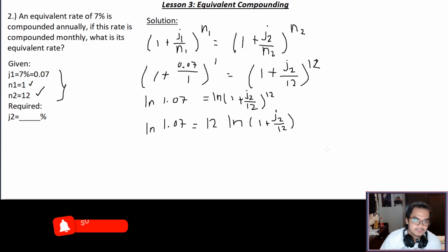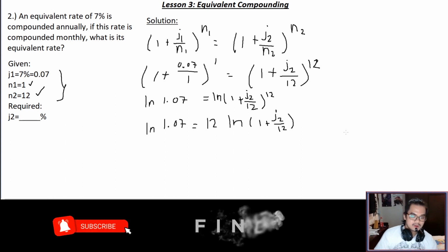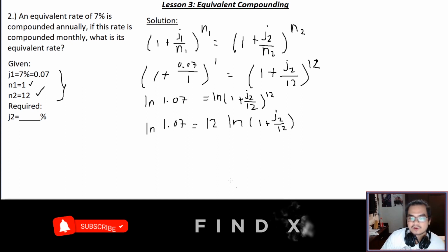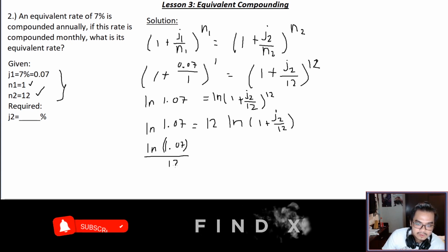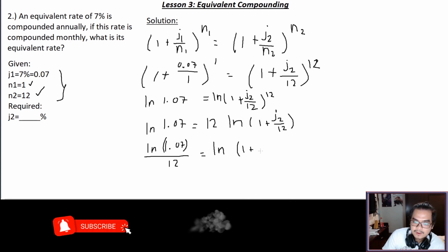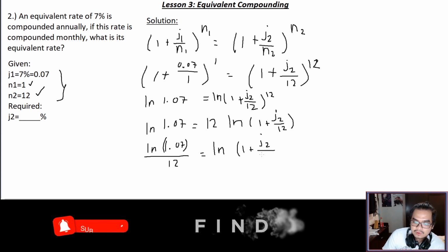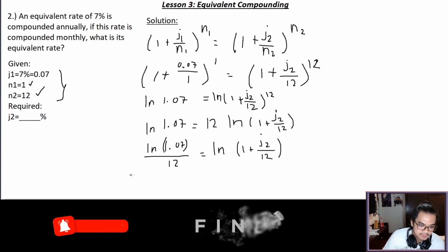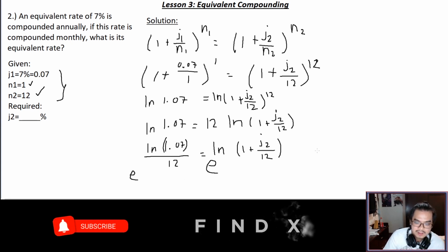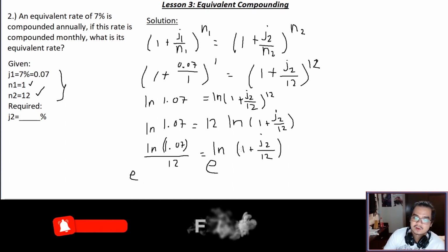You can either use the method that I used in number 1, or this method, and you'll just get the same answer. Okay, so 12 now will go down here. So you'll have your ln 1.07, in parenthesis, all over 12. And this is still equal to ln 1 plus J2 over 12. Okay, and next we have to eliminate now ln here. To eliminate ln, raise both sides by e. So raising both sides by e, you will also have here e. Whenever e and ln get side by side, they will always cancel out each other.